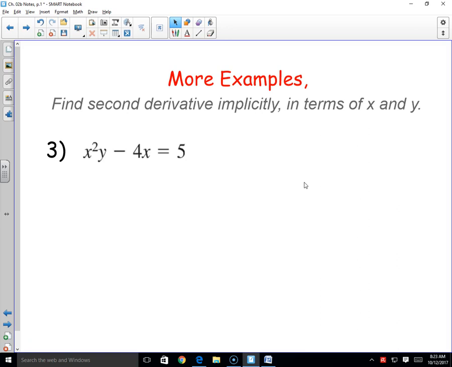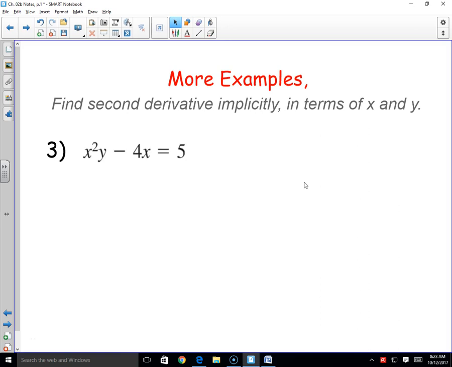I took the derivative of both sides, true? True. I needed product rule, true? Yep. And when I took the derivative of y, I needed a dy/dx, right? Yep. How many of you got to this derivative in some shape or form? 4 minus 2xy all over x squared. Those who didn't, do you have a question? 4 minus 2xy all over x squared.